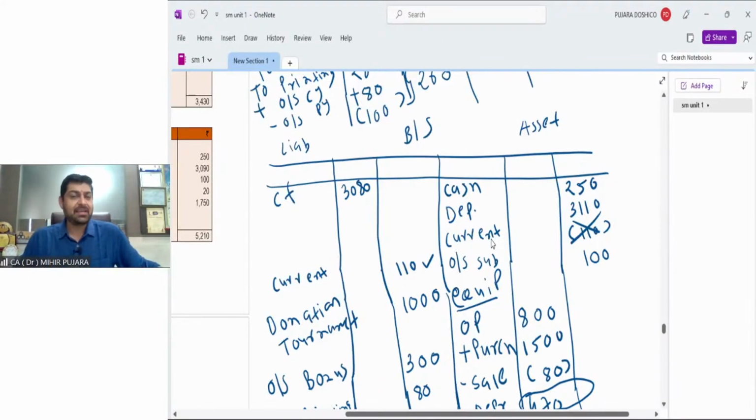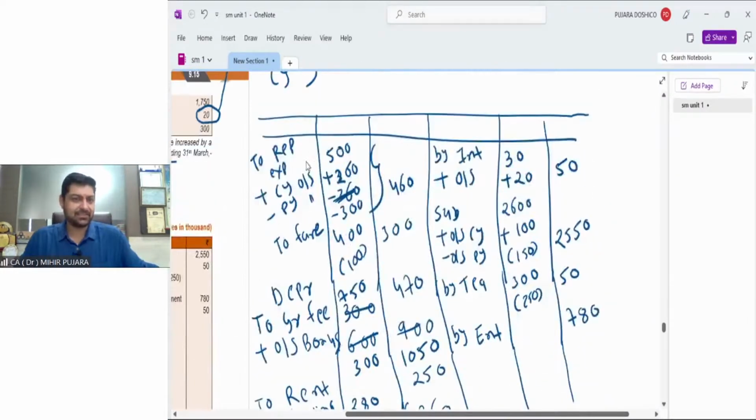Some student was asking me, sir, what about the repairing? My dear friends, repairing we have done in the last session. Someone was asking, what about fair and tea? Fair and tea also we have done in the last session.